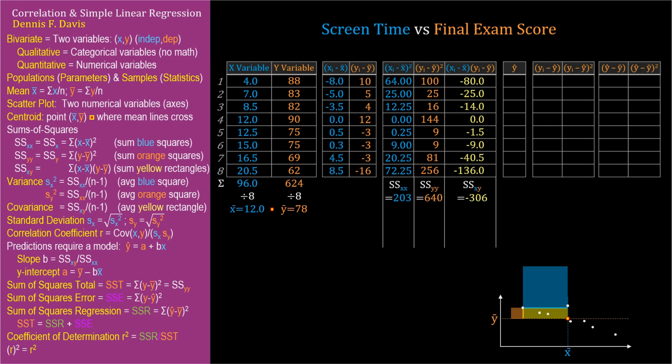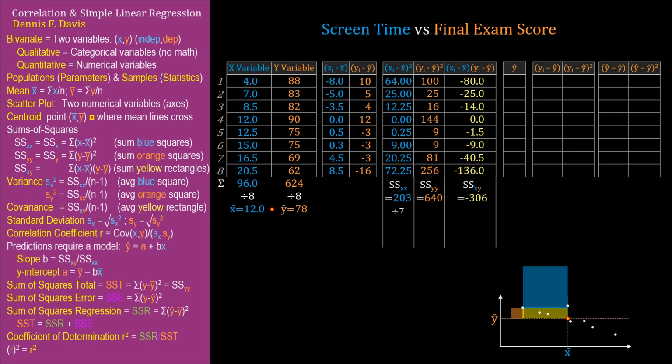Its unit of measure is x units times y units, hours times exam score points. As we'll see in a moment, sum of squares xy is the numerator of the covariance statistic. Now we can find the variances, since the variance is just the average of these squared areas. So we divide the sum of squares by 7, one less than the number of observations n.